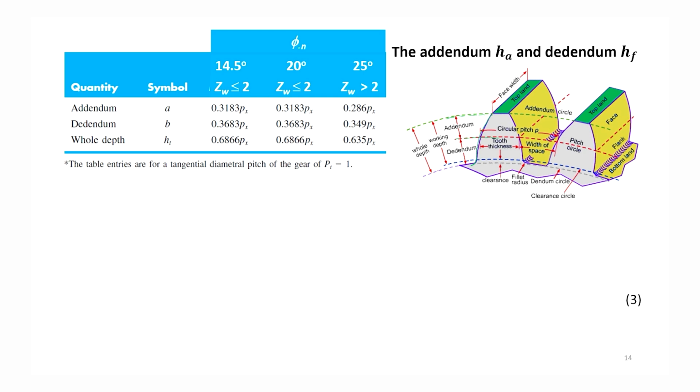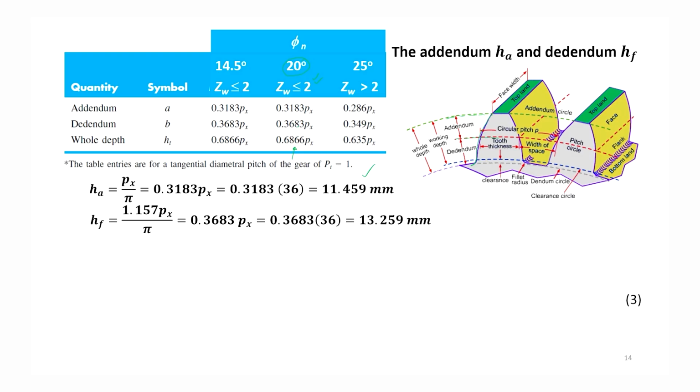Now, in our case, we have selected phi n as 20 degree and number of teeth is less than or equal to 2. Our number of teeth is 2, and so our addendum, dedendum and whole depth will be obtained from this column. So, ha, addendum is equal to 0.3183 of the axial pitch. Axial pitch is 36, and so addendum is 11.4459 mm, and the dedendum is equal to 0.3683 Px. Substituting the value of Px equal to 36, we got the dedendum.